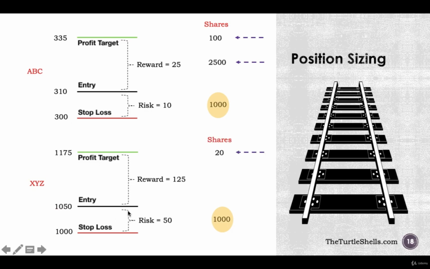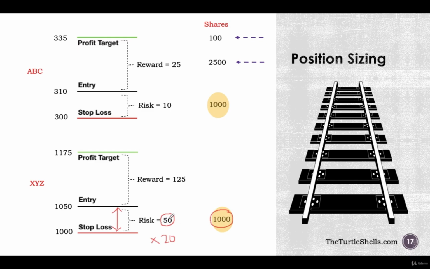So my risk per share is 50 in this case, correct? So risk per share is 50 and I want to risk 1,000 on this. How many shares should I buy? So let's say I buy 20 shares. So on a 50 per share risk, if I buy 20 shares and the market goes down, I'm going to lose 1,000 on that.